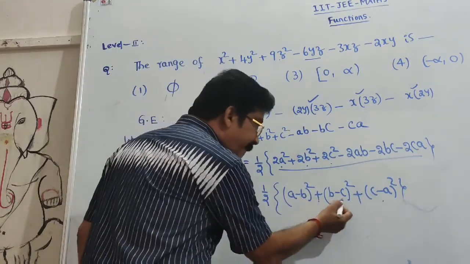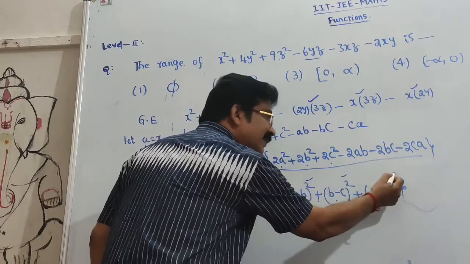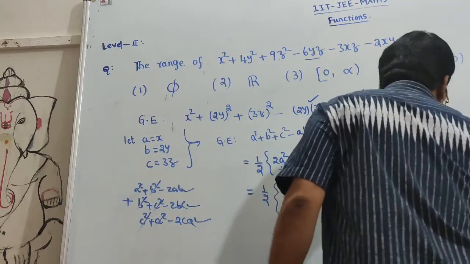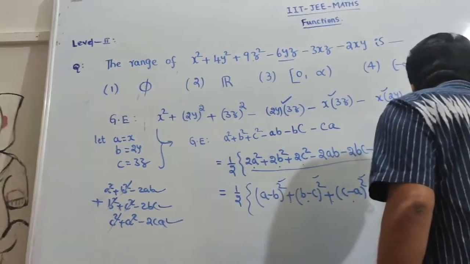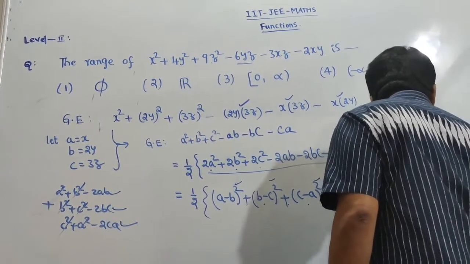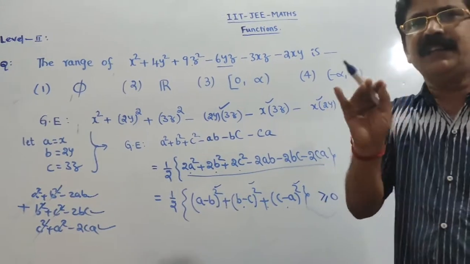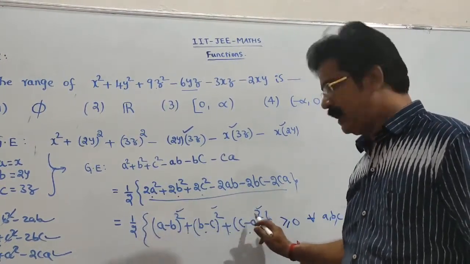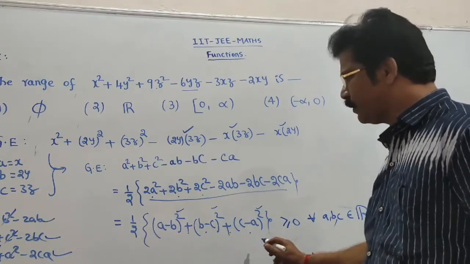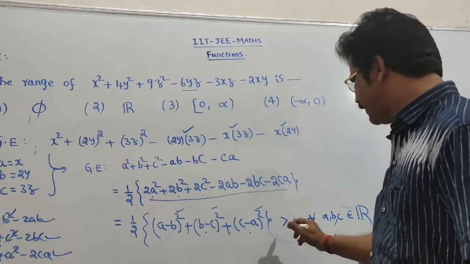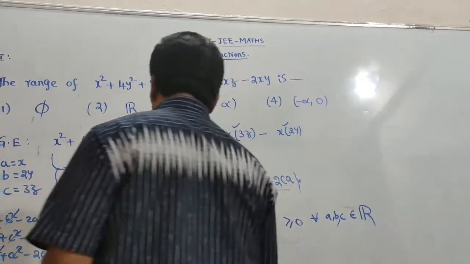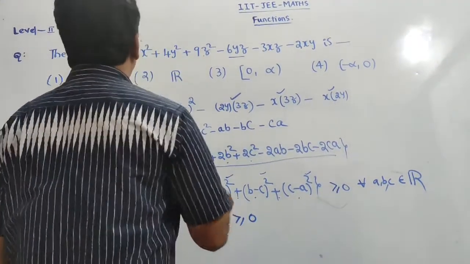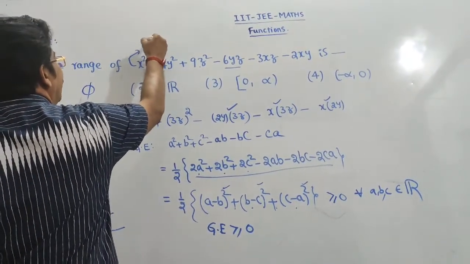It is a sum of squares. It is always greater than or equal to 0 for all a, b, c belonging to the real numbers. You can put any 3 real numbers. It is true because they are squares. Squares should be non-negative. Sometimes the sum may be equal to 0. That's why there is the possibility to say greater than or equal to 0. So therefore the given expression should be greater than or equal to 0. Let this be some function capital F.